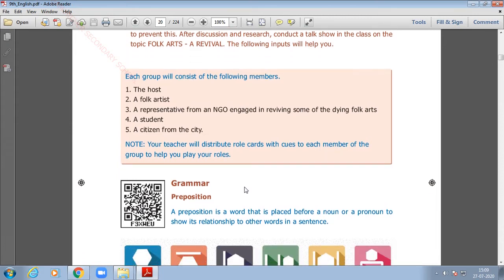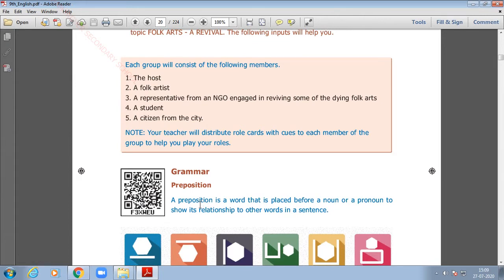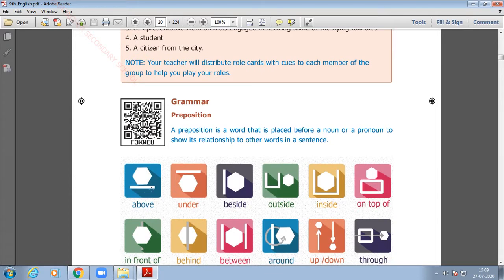See, a preposition is a word that is placed before a noun or a pronoun to show its relationship to other words in a sentence. Now these are the various prepositions given here. See, above, you can just see something placed over the line there. Under, below the line. Beside, by the side. Outside, you just see the object placed outside the box. Inside, within, on top. Now you just learn the difference between above, overhead, on top of.